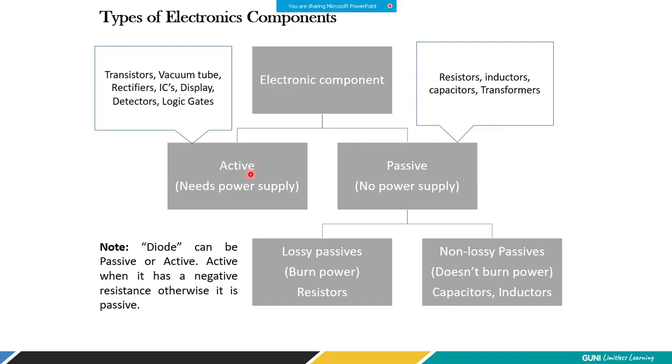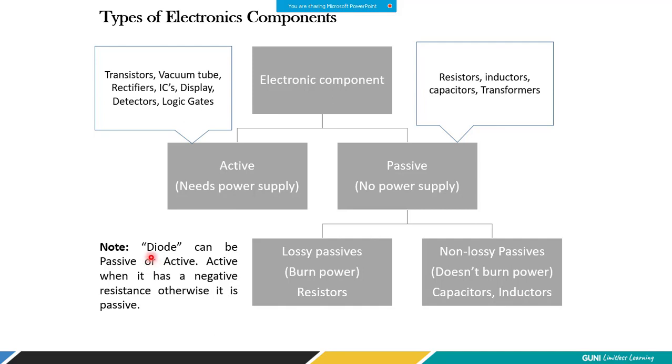Whereas when we talk about active, in order to start their action, in order to work, they need some trigger. Like transistor, vacuum tube, rectifiers, integrated circuits, display, detectors, logic gates, these all are active components, right? Now in the passive components, again, there are two categories. One is the lossy passive and the other is the non-lossy passive. When you say lossy passive, it burns the power. For example, resistors. And when I say non-lossy passive, it does not burn the power. Like capacitors, inductors, right?